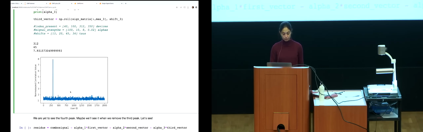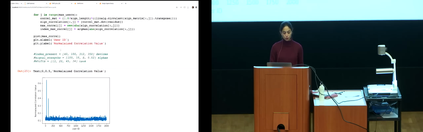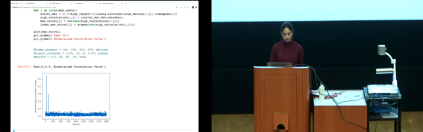Okay, so now if we keep following this pattern, and we remove this 4th thing, we would expect our 4th signal to pop out. Remember, what were our 4 signals? These were the 4 devices that were present. These were the signal strengths, and these were the shifts. So we would expect to see a peak at 350. But we're not seeing anything.